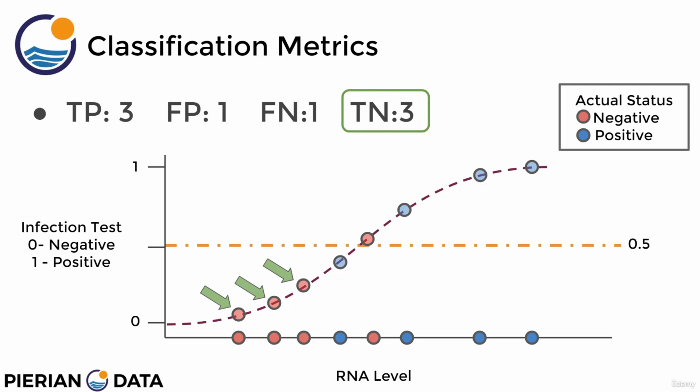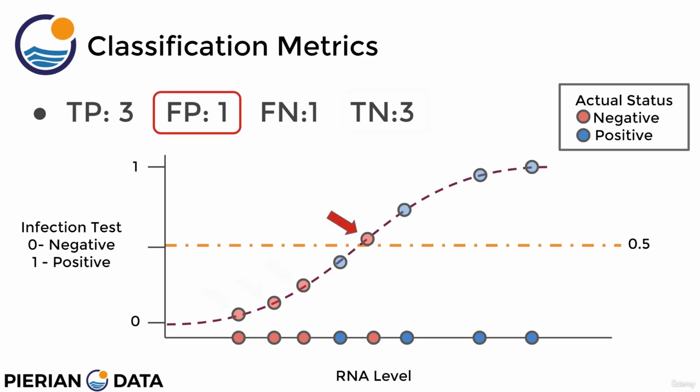Here we have 3 red dots that are below the 0.5 line for that X value on the logistic regression curve, and we see that we correctly label them as negative for the virus. Now let's take a look at this point that actually the status was negative, but we classified it as positive. This means we have 1 false positive that is above the cutoff value of 0.5.